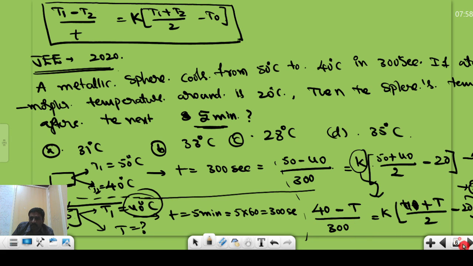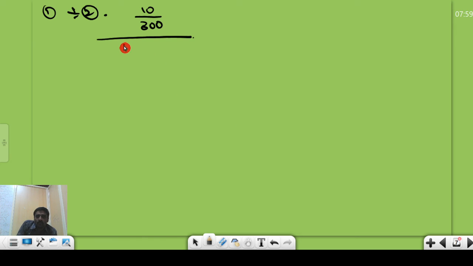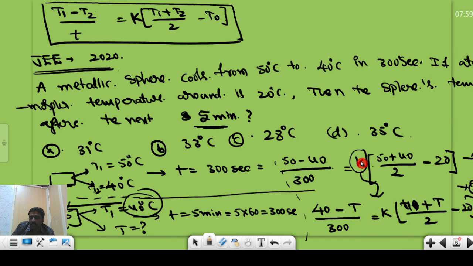So 10 divided by, what is the left side of this second equation? 40 minus t divided by 300 we are getting, that is equal to, right side I am taking. So k divided by 50 minus 50 plus 40 is equal to 90. 90 divided by 2 is equal to 45. 45 minus 20 is equal to 25. So this is the 25 value. So k into 25.